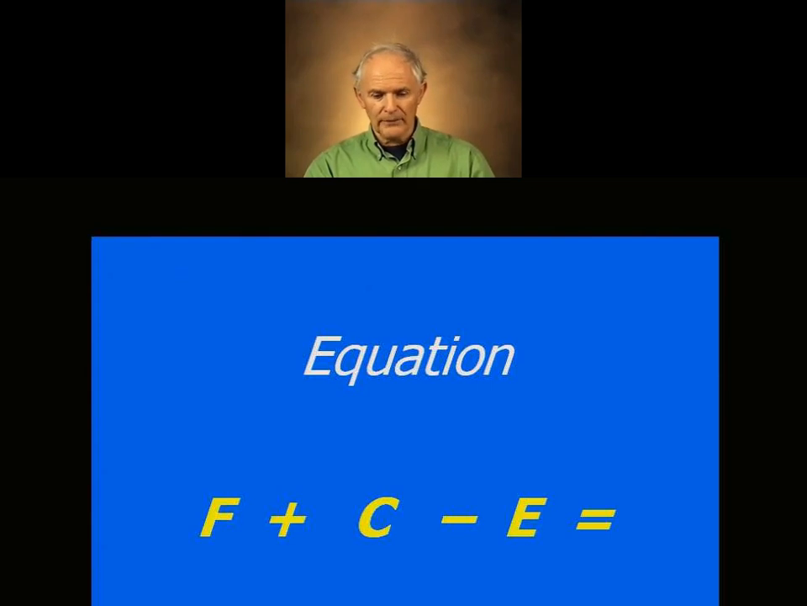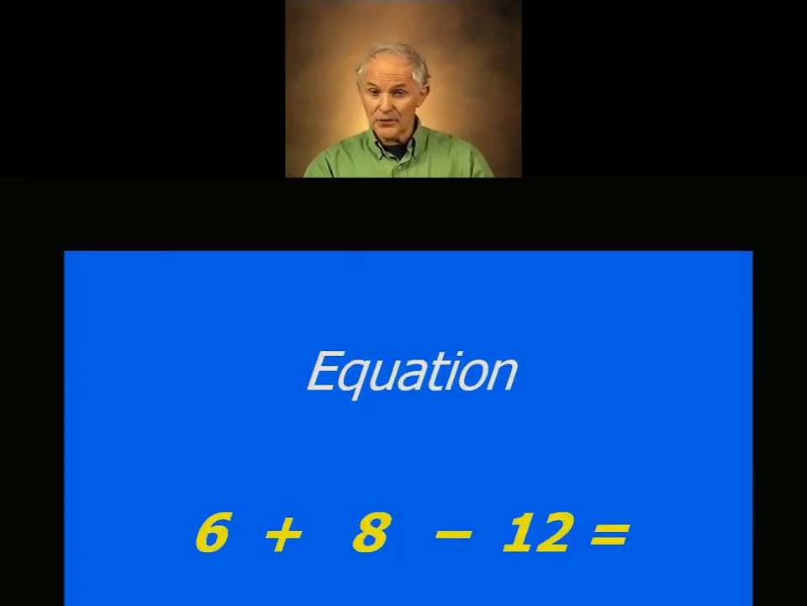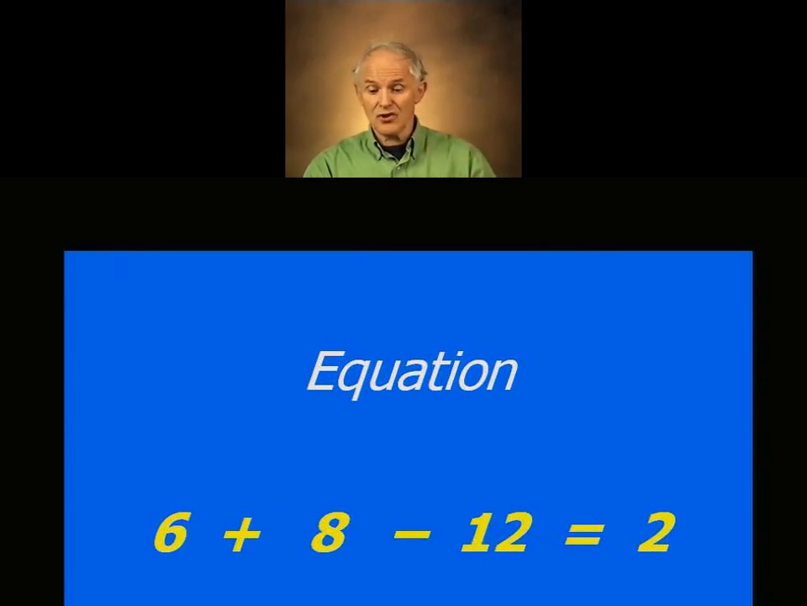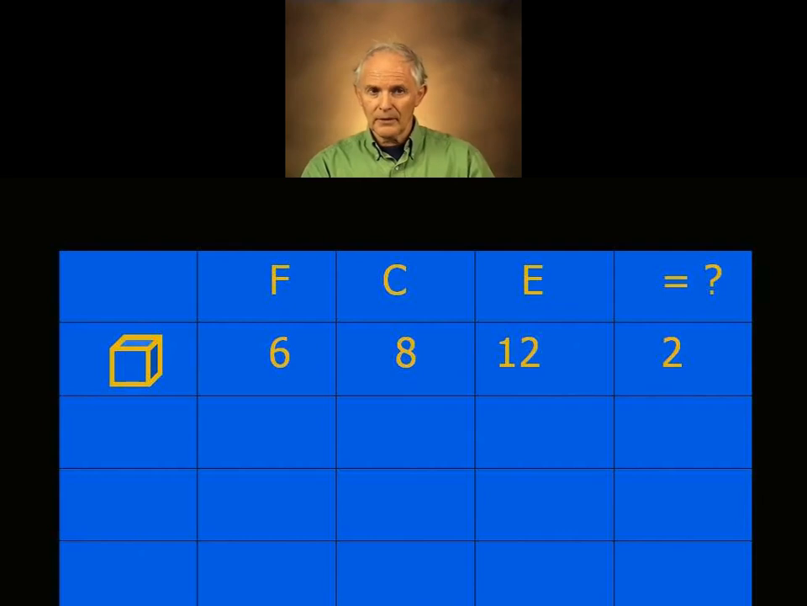What does that come to? 6 plus 8 is 14. Minus 12 is, yes, 2. So the solution to our equation for this particular object, a box or a cube, is 2. You put that into the last column. All right? Fill that into your table.